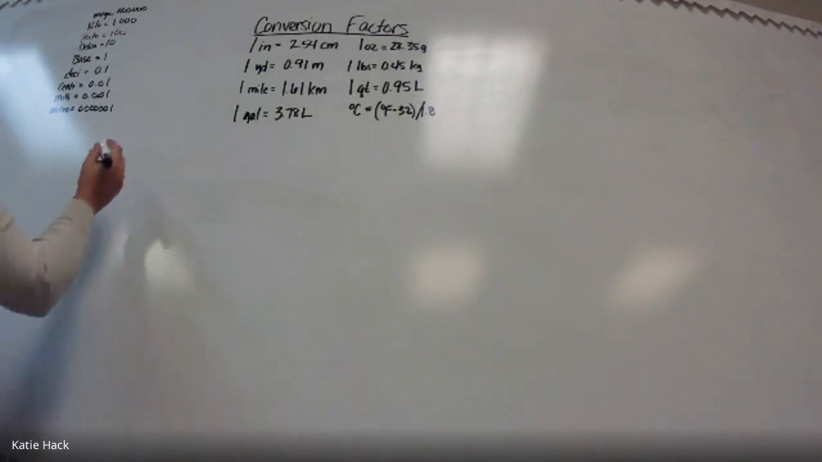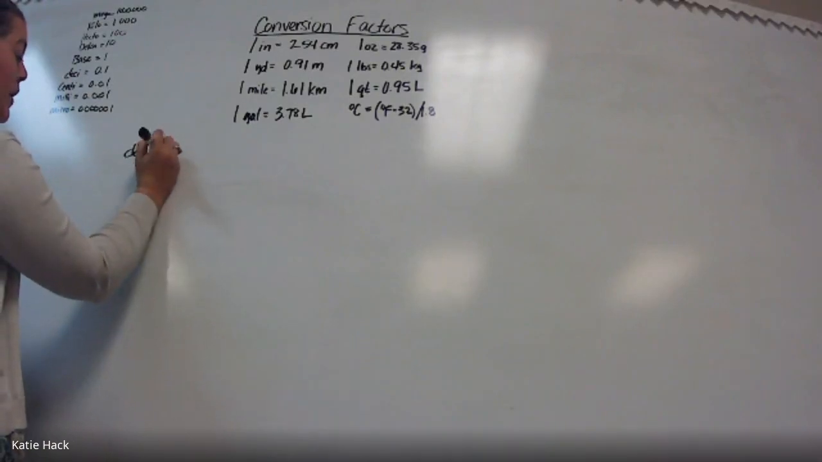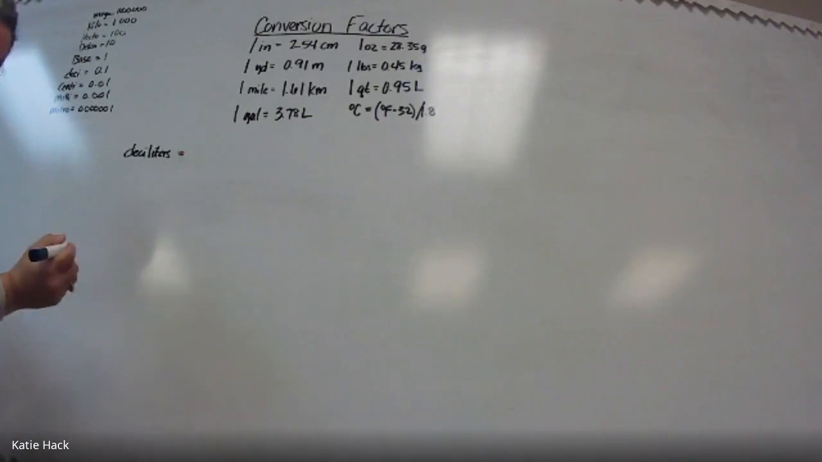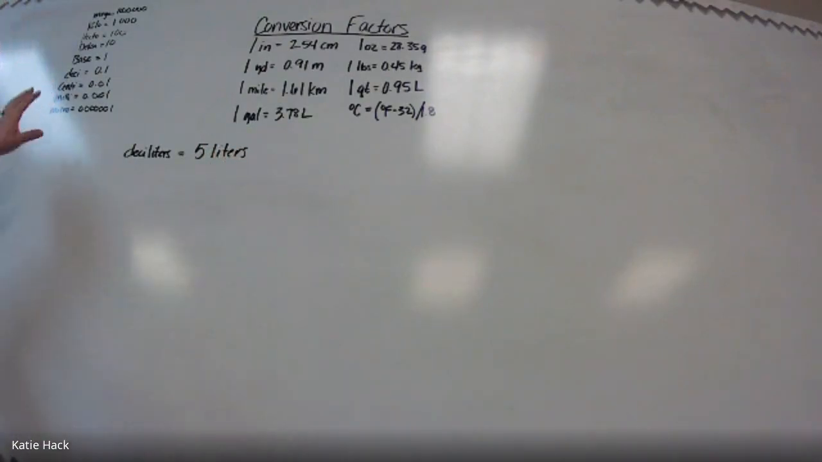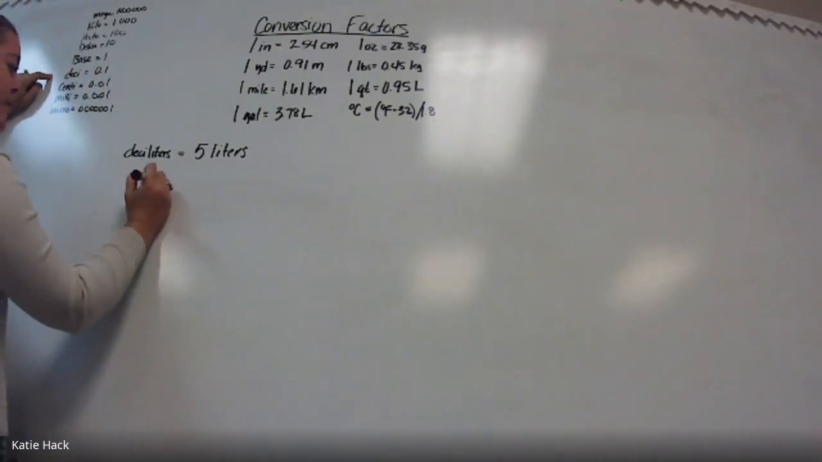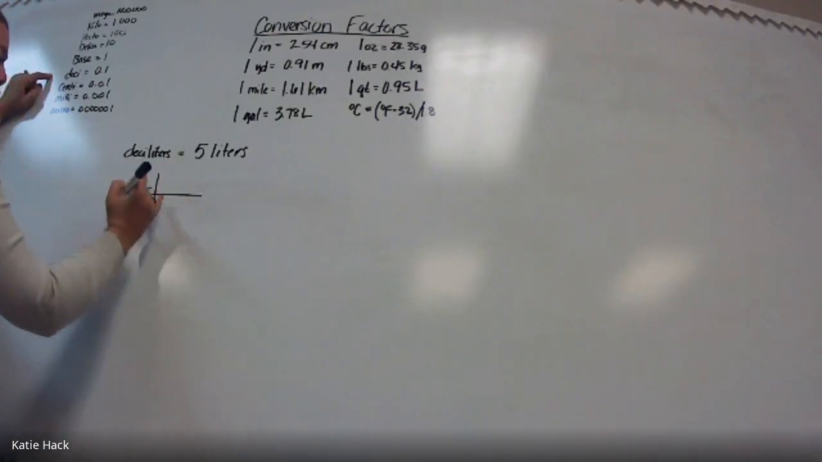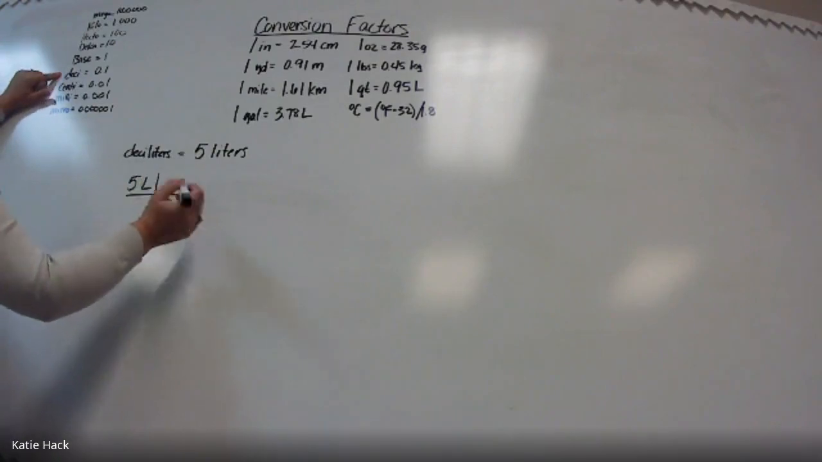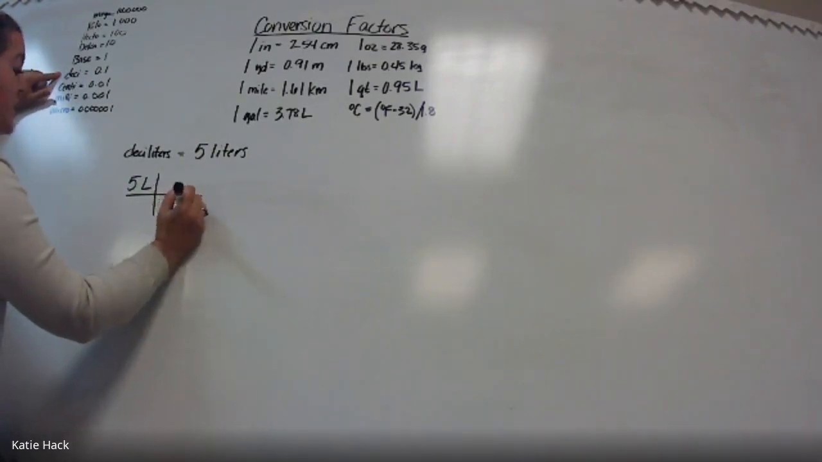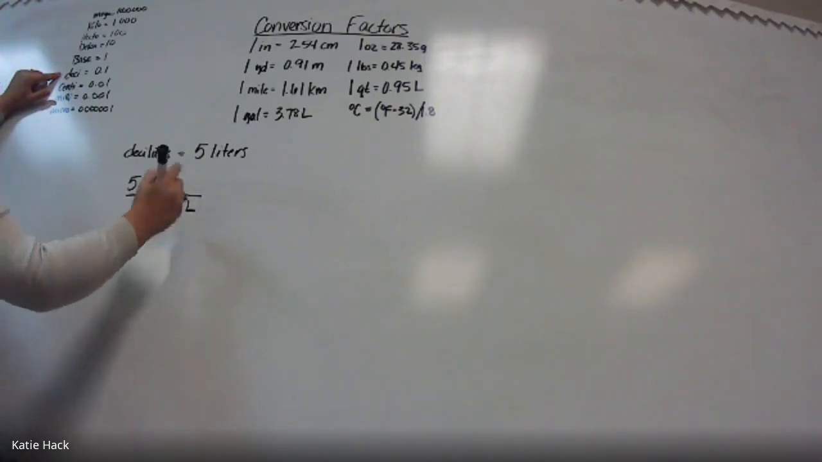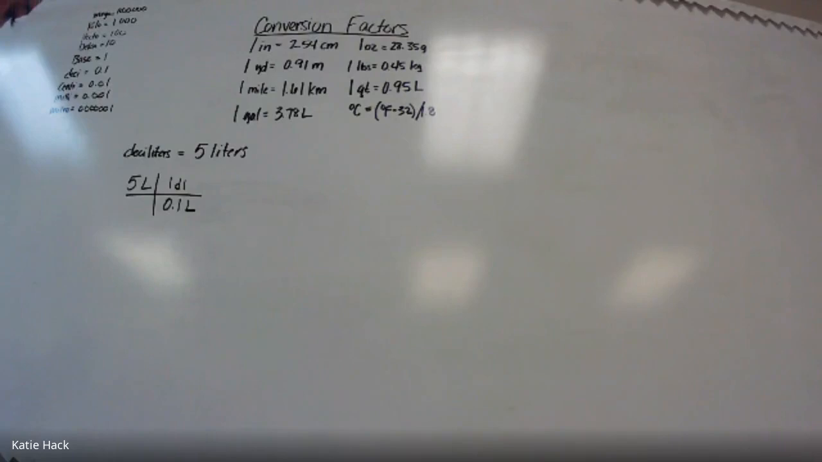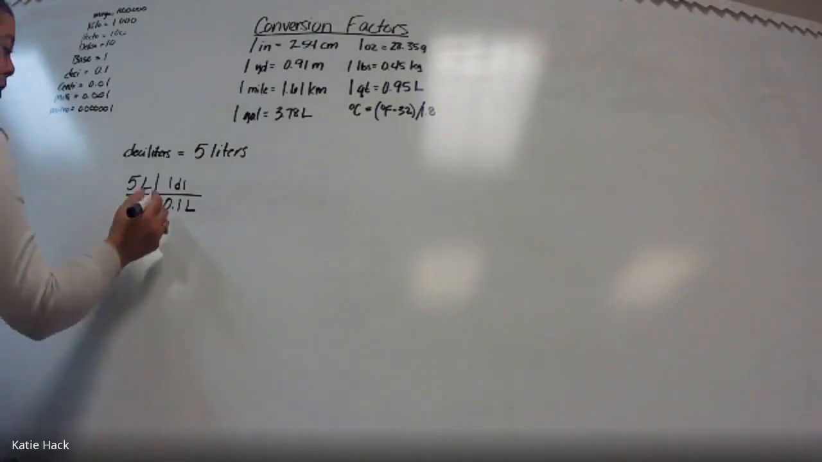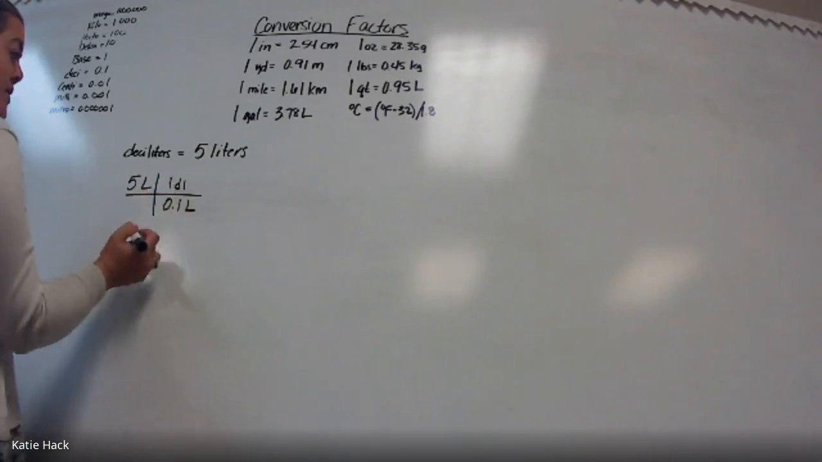So let's try to find out how many deciliters equal 5 liters. Okay, so deciliter is smaller. Okay, so we start with our 5 liters, and we want to know how many deciliters. So we're going to put liters on the bottom, and we know that there's 0.1 liter in 1 deciliter.